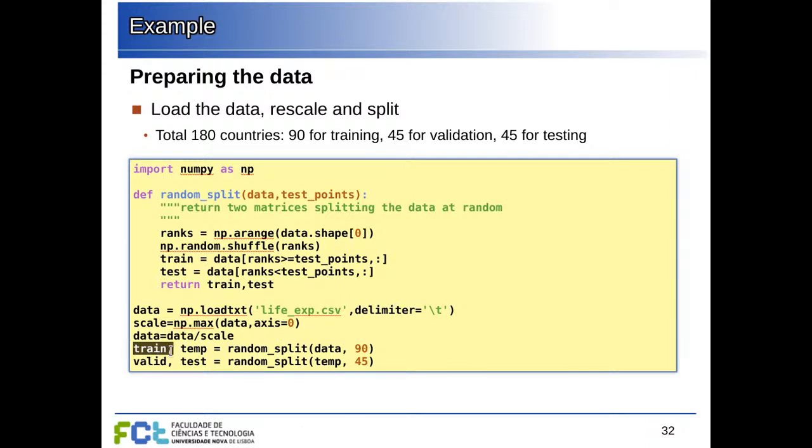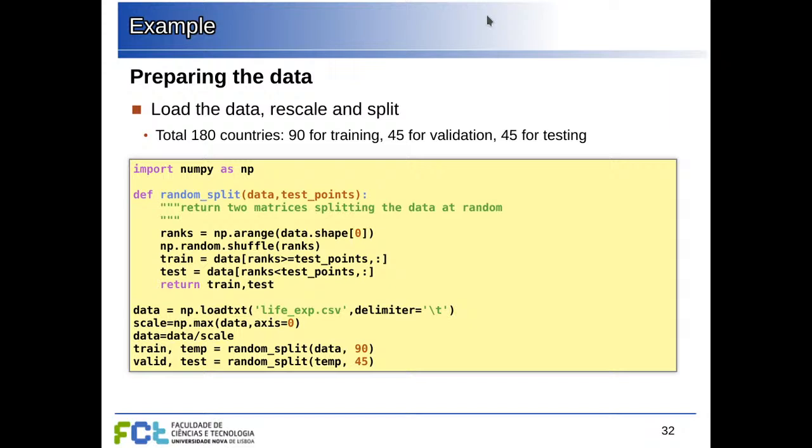We get the training set of 90 points. We have 180 countries. So if we do the split using 90 for the second part, the test set, we get 90 for training and 90 in this temporary matrix here, that we can then further split 45 each way. So this is a general approach. We usually retain more points in the training set and fewer in the validation and test set. So in this case, 1/2 goes for training, 1/4 for validation, and 1/4 for testing. So 90, 45, and 45 points.